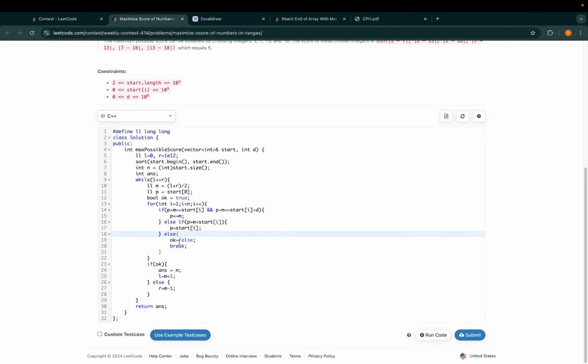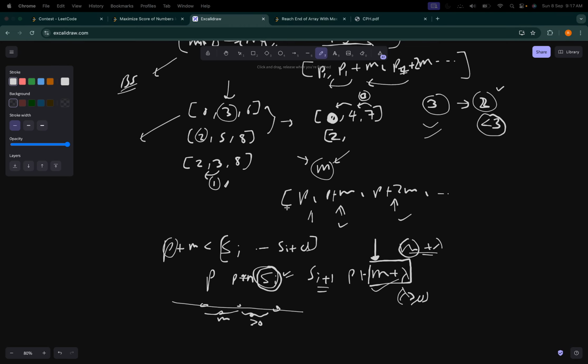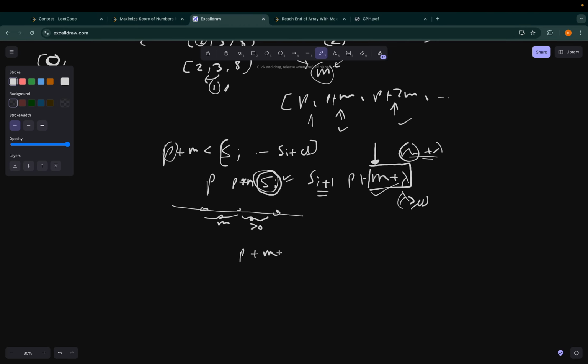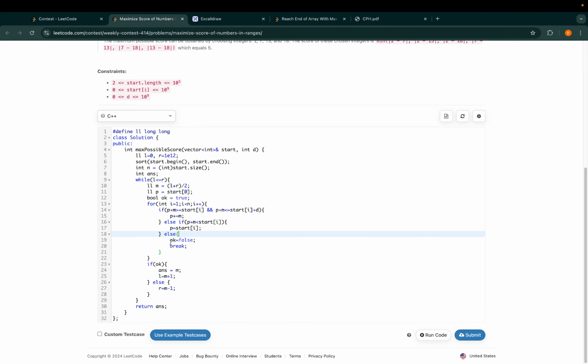And else is the case where your p plus m will exceed start of i plus d. In that case it's not at all possible to do this because we just exceeded our range and there's no way we can take m as an absolute difference. So we just say okay is false, we cannot do it, and break.